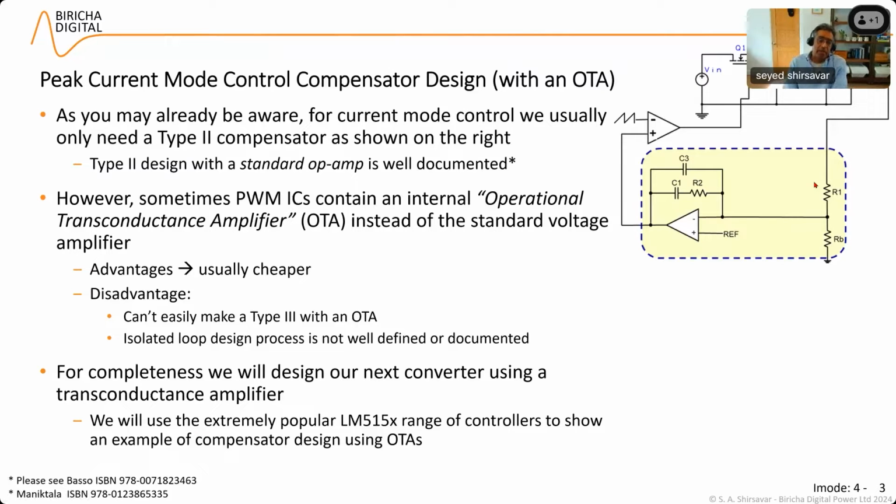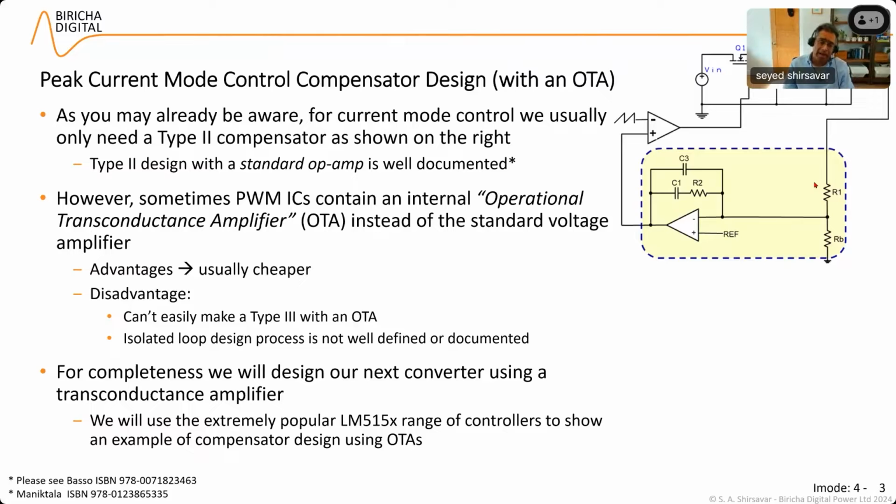And then another issue is that for isolated loop design, the process is not very well defined or documented. So if you're designing an isolated power supply with an optocoupler, then there isn't, again, a lot out there giving you a nice transfer function that you can stick to. You're dependent on the internal device. You have to go through the data sheet and work out what's going on. Sometimes they try to disable it and so on.